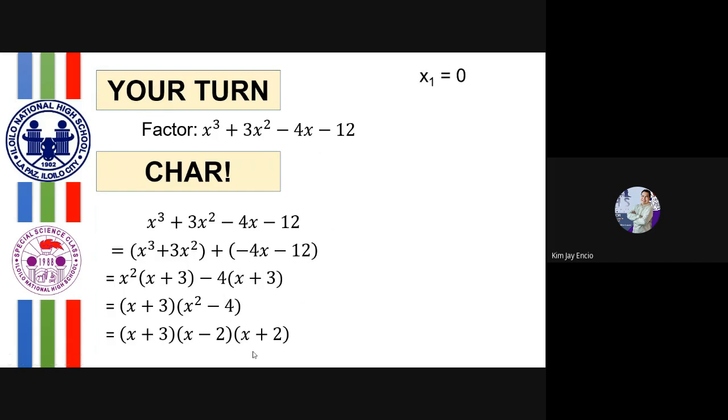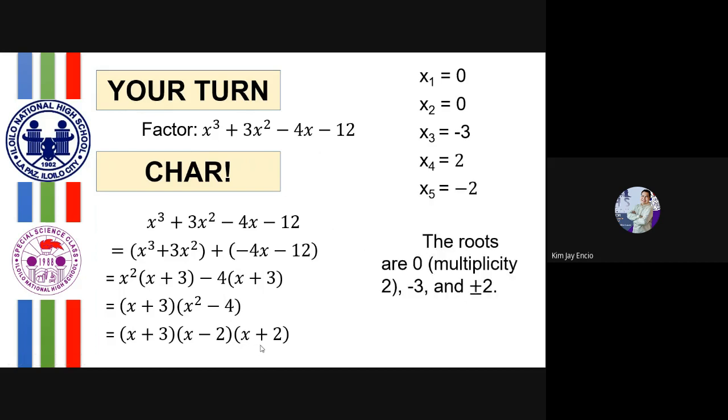And therefore, your x sub 1 earlier is 0, your x sub 2 is 0. Your third root is negative 3 because you have x plus 3 equals 0. That's x sub 3 equals negative 3. x minus 2 equals 0, or x sub 4 is 2. x plus 2 equals 0, or your x sub 5 is negative 2. So therefore, the roots are, if you answered in this way, this is correct.